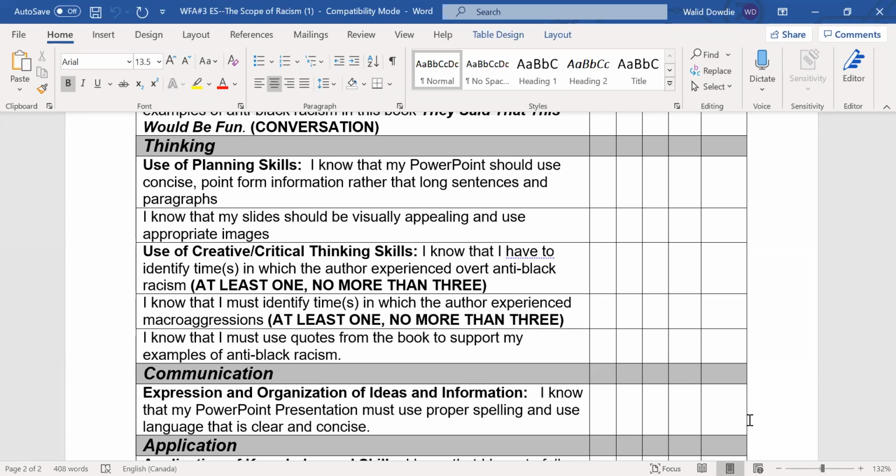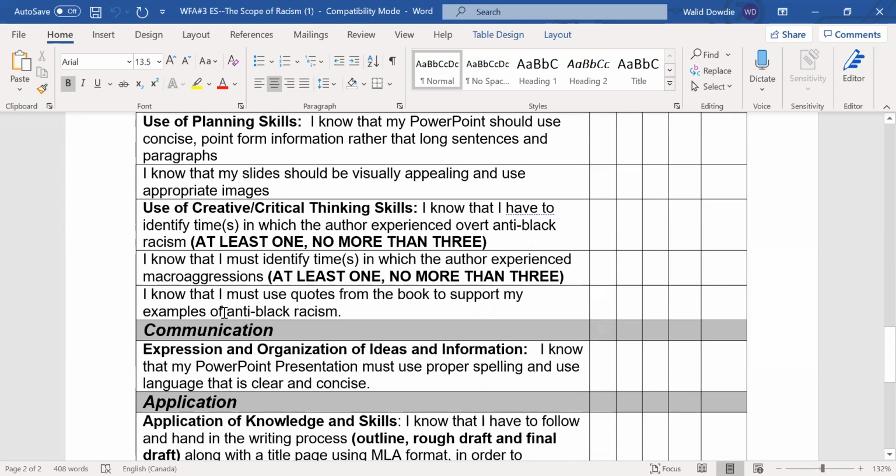Okay, I know that for communication, expression and organization of ideas and information, my PowerPoint presentation must use proper spelling and language that is clear and concise, which means make sure you spell your words correctly and make sure that your writing is clear and concise, which means it is easily understood and it gets straight to the point, right? You don't build up, you don't add lots of stuff to fill out your situation. You just clearly express the information as best you can.